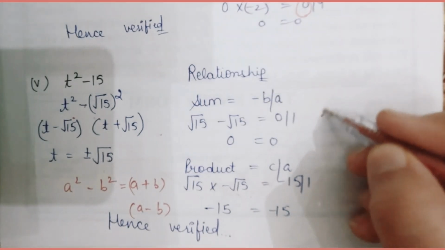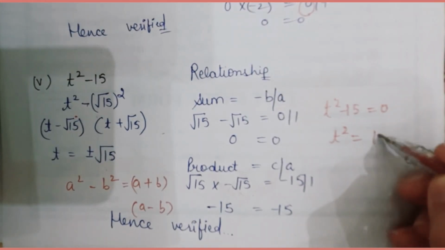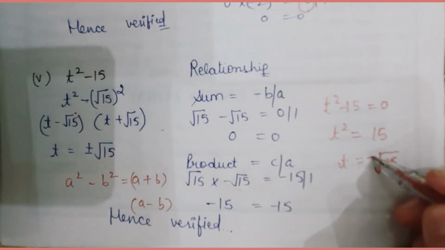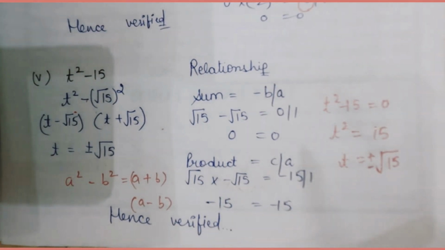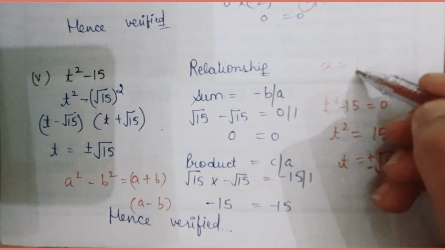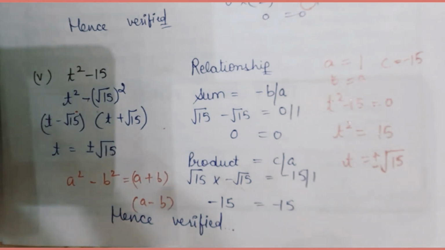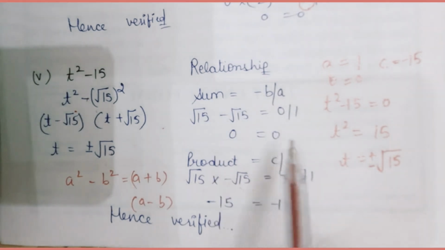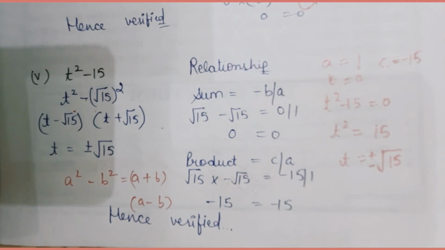And another method you can do: t square minus 15 equals 0. From that you can write t square equals 15, t equals root 15. And when we write it in root, then we will make it plus and minus. The second method is this, which you will think is easy. Relationship: sum equals minus b by a. As you know, a is 1, b is 0 and c is minus 15. So sum equals root 15 minus root 15, b is 0 upon 1, 0 equals 0, product equals minus 15, minus 15, hence verified. Now one part is left, let's discuss.